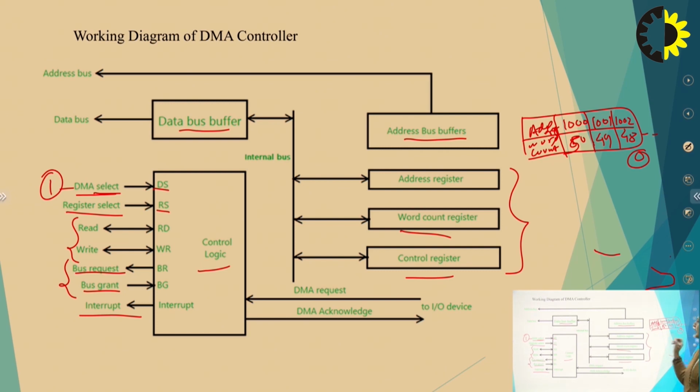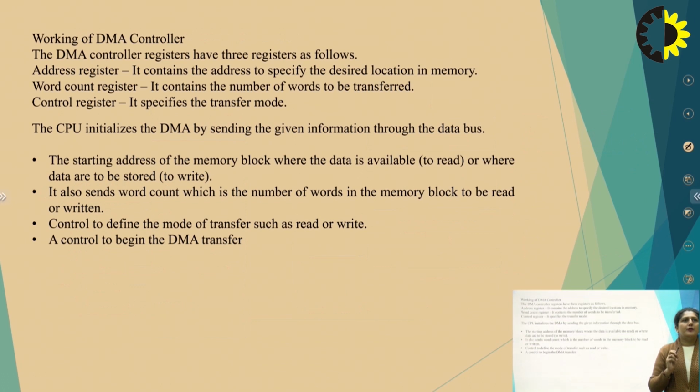So from this we can say the address register is increased by 1 and the word count register is decreased by 1. So that's the overall working of a DMA controller. Let's have some overview. The DMA controller has 3 registers: address register, word count register and control register. The function I have already told you.